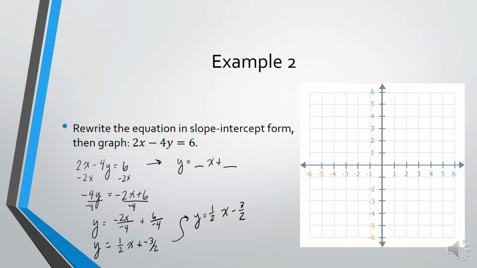Now to graph it, I'm going to do the same thing I did before. Start with your y-intercept. My y-intercept was -3/2, which is right here, -1/2. My slope is 1/2, so that means I'm going to rise 1, run 2. So there's my other point on the graph, and we'll just connect the two. So there's the graph of my line.